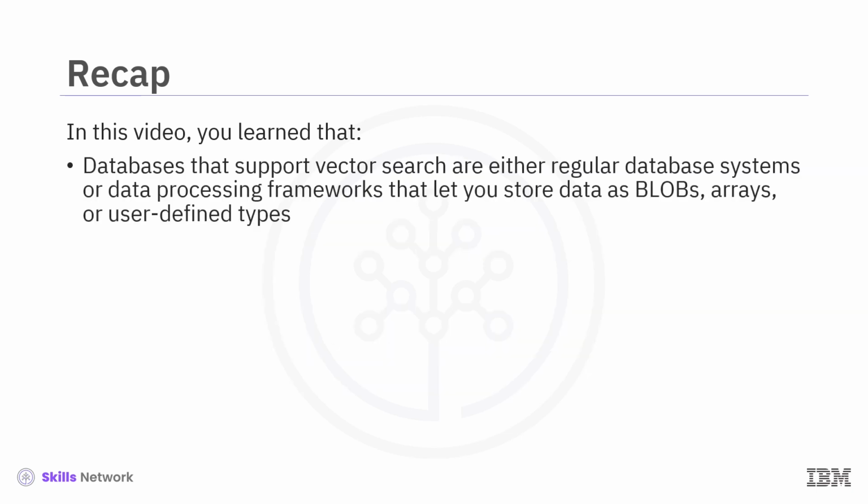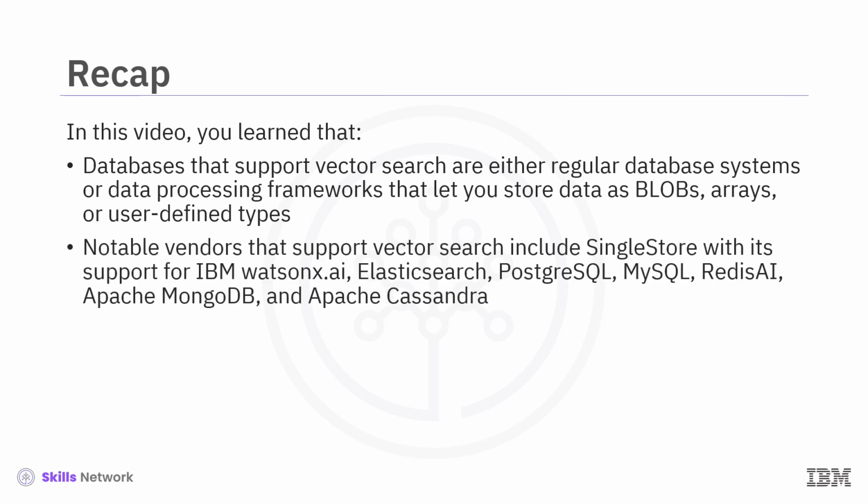Databases that support vector search are either regular database systems or data processing frameworks that let you store data as blobs, arrays, or user-defined types. And notable vendors that support vector search include SingleStore with its support for IBM watsonx.ai, Elasticsearch, PostgreSQL, MySQL, Redis AI, Apache MongoDB, and Apache Cassandra.